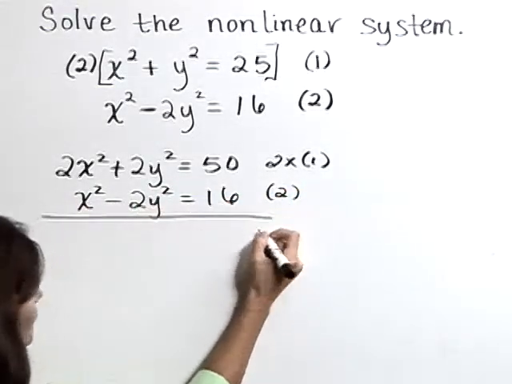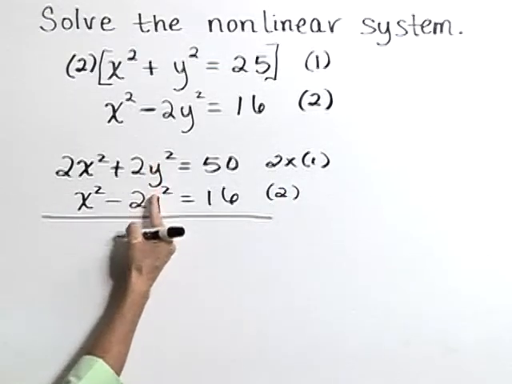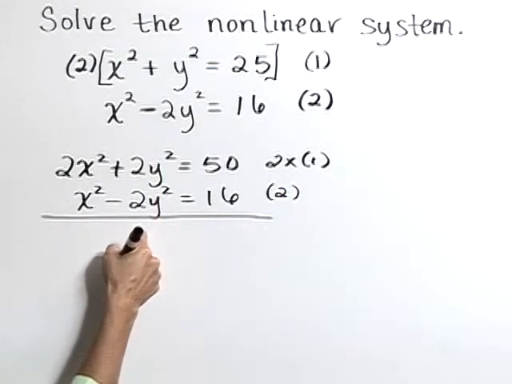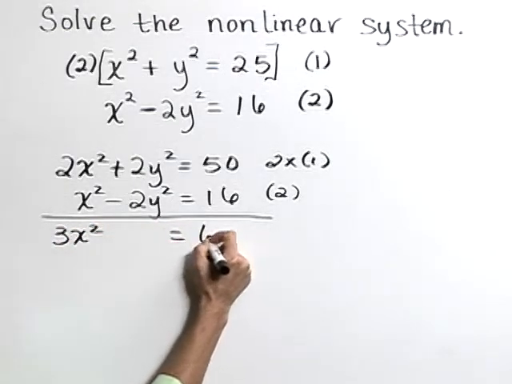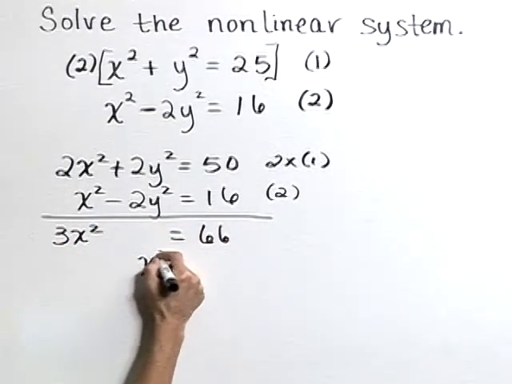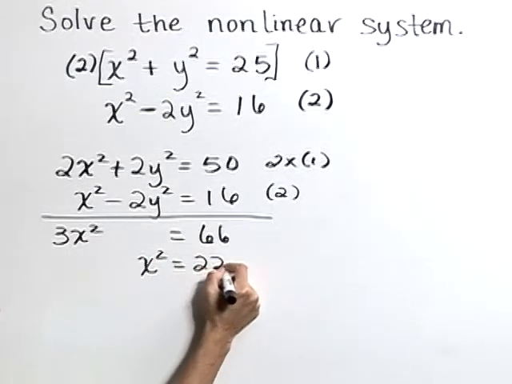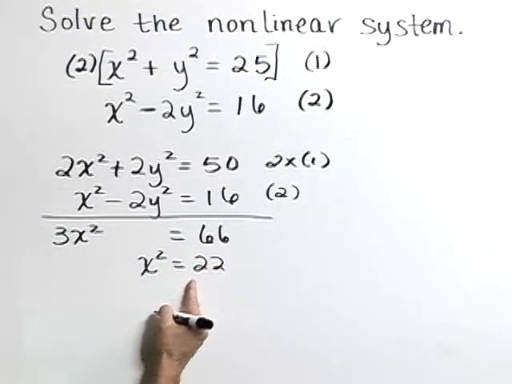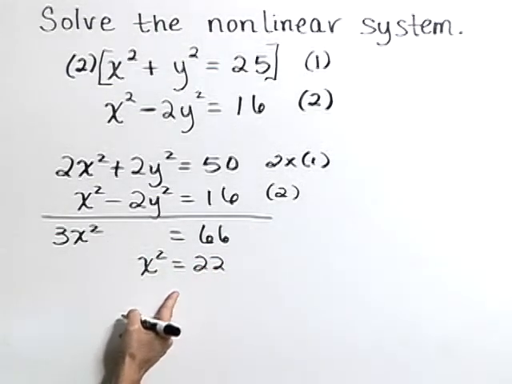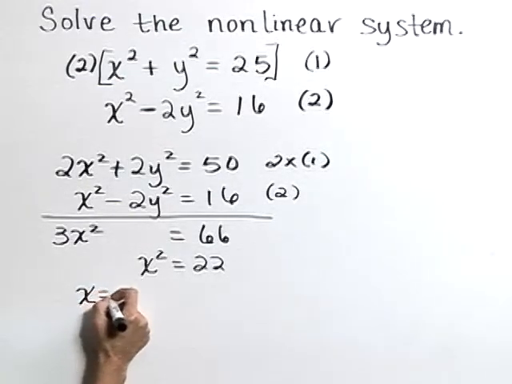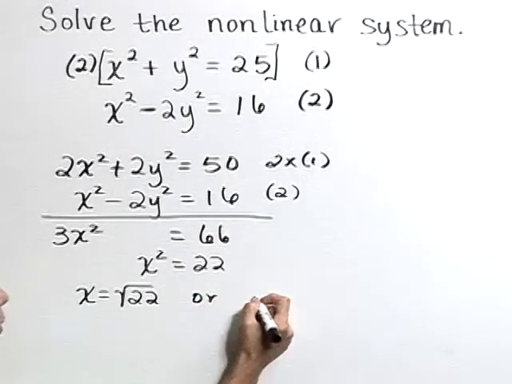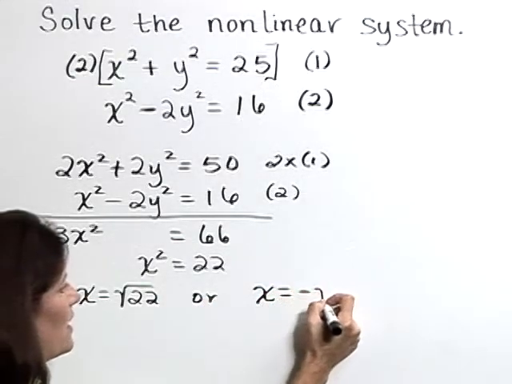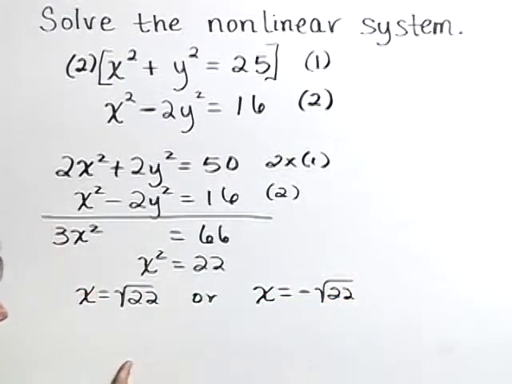And let's add these together. Notice our y squared term cancels. This gives us 3x squared is equal to 66, or x squared is 22. Now take the square root of both sides, giving x is equal to a positive square root of 22, or x is equal to a negative square root of 22. So we've got two values for x.